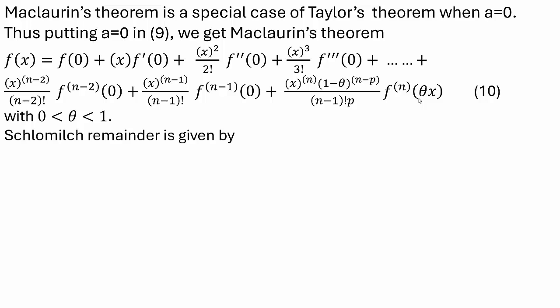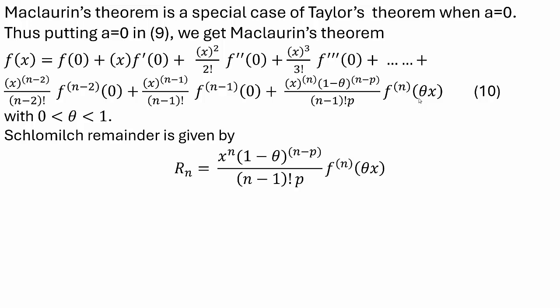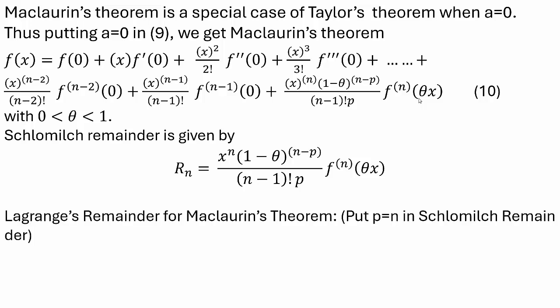Schlömilch remainder is given by Rn equal to x raised to n 1 minus theta raised to n minus p divided by n minus 1 factorial into p into f^n theta x. While Lagrange's remainder for Maclaurin's theorem, by substituting p equal to n, we will get Rn equal to x raised to n divided by n factorial into f^n theta x. If we put p equal to n, we will get this term 0 and 1 minus theta raised to 0 becomes 1.